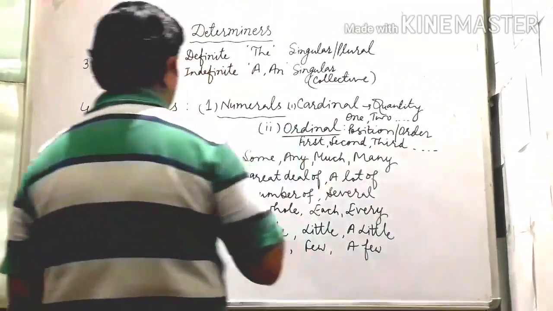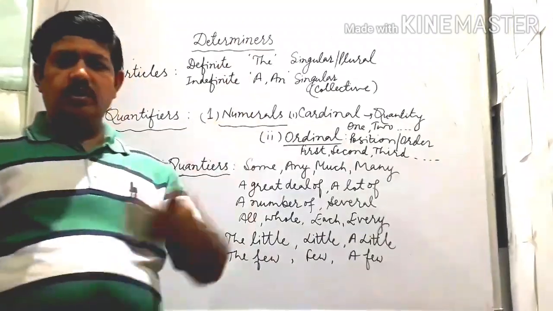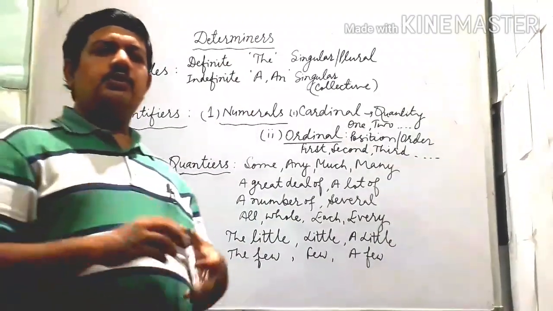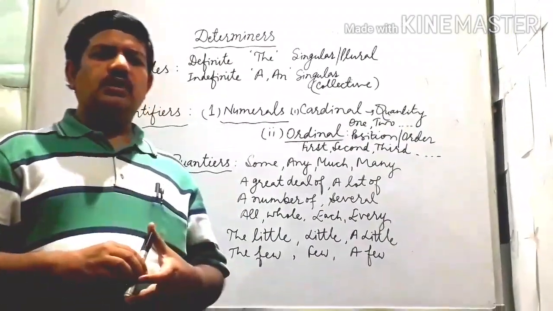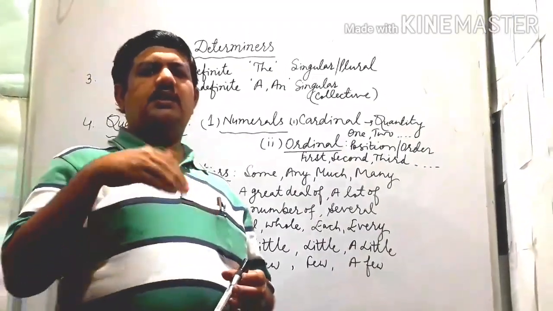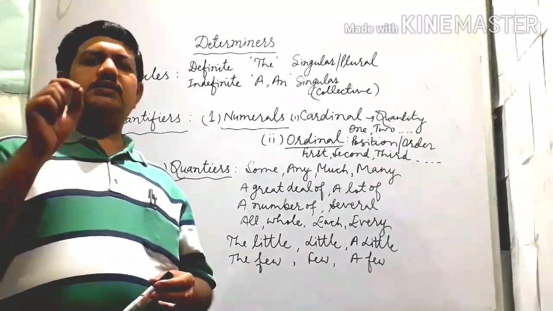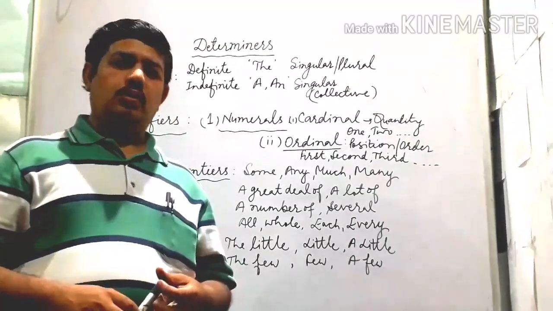So before I explain all these, I once again tell you what is a determiner. A determiner is that word that gives you a little bit of warning or a kind of hint that the next word that will be used after it is certainly a kind of noun. Okay.